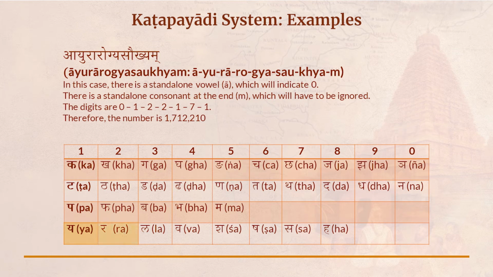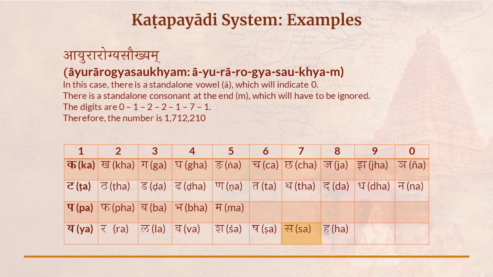Then Ra. Ra is number 2 as you see here. Ra is number 2, so therefore the third number is 2. And then again Ro. Ro is again Ra. Again number 2 comes for the second time. Then you have a samyuktakshara Gya. So remove the Ga and take only Ya. Ya is again the number 1 as per Kaṭapayādi. So Arogya. Saukhyam. Sau. Sau is Sa. Sa is 7 as per this table. So you have 7 here.